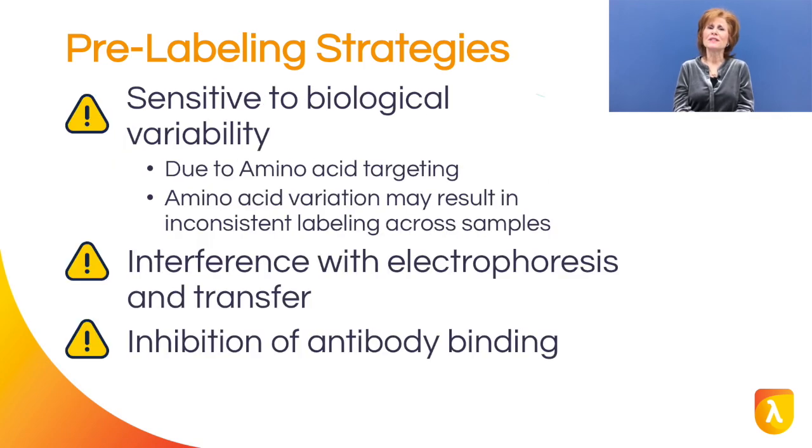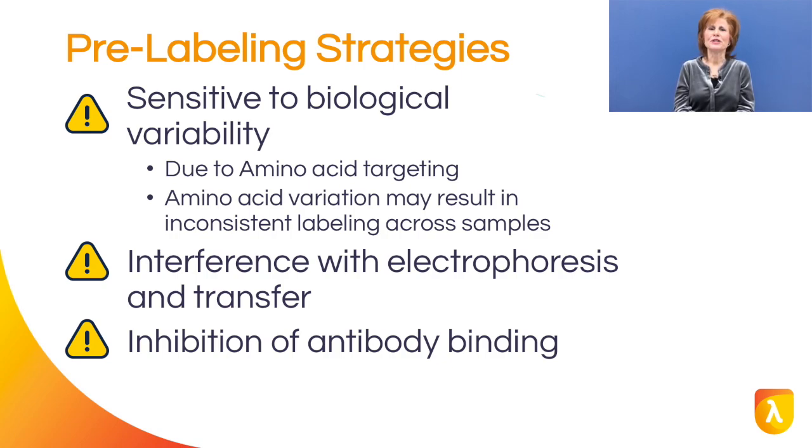These methods are sensitive to biological variability because labeling is directed against a specific amino acid. In the stain-free system, it's tryptophan. The Amersham Cy5 system targets primary amine groups on lysine residues. Because amino acid composition is variable, protein-to-protein variation is expected, and the extent of labeling can be inconsistent across your samples.